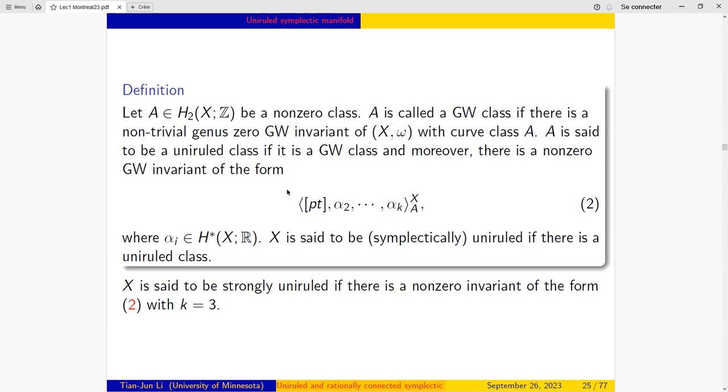So, here's the definition of symplectic uniruledness. Here we want a non-trivial genus zero invariant with a point where one of the constraints is a point, geometrically a point. So intuitively, this implies that for any omega-tame J, through every point, you have a stable genus zero curve through the point in your class A. And X is said to be strongly uniruled if you have such an invariant with only three insertions. So that's the definition of uniruledness.